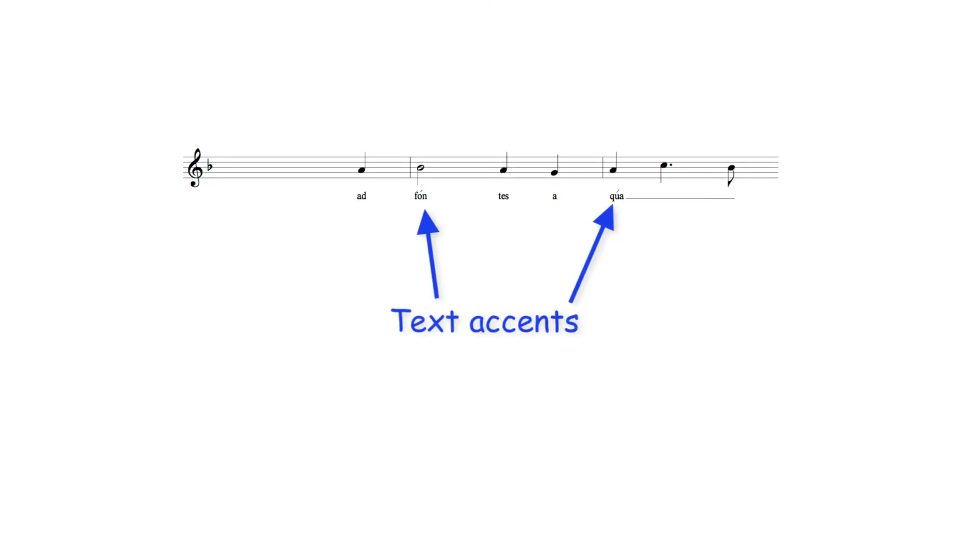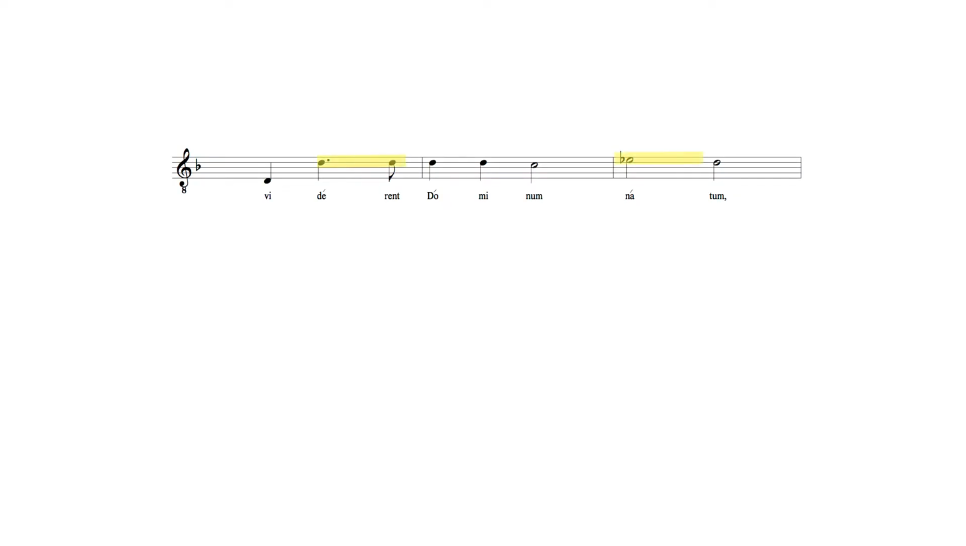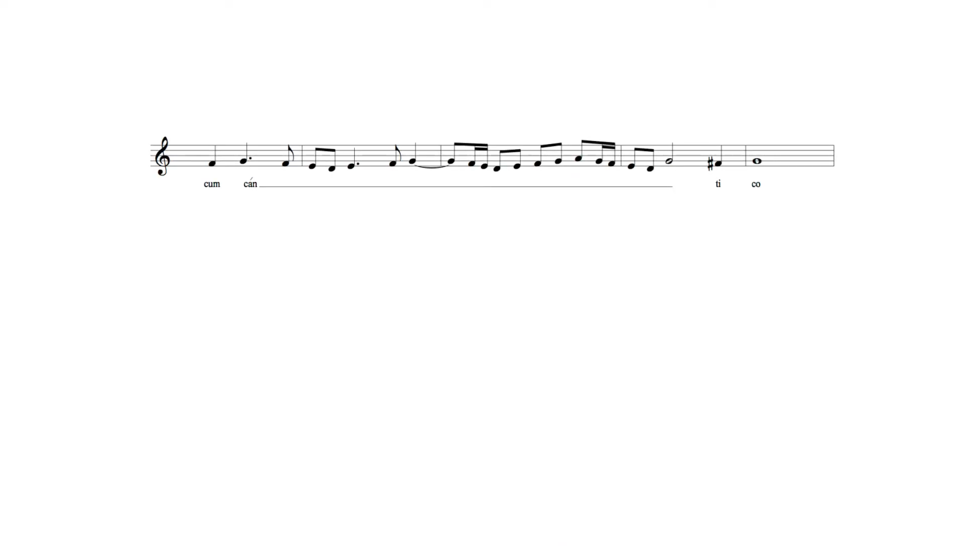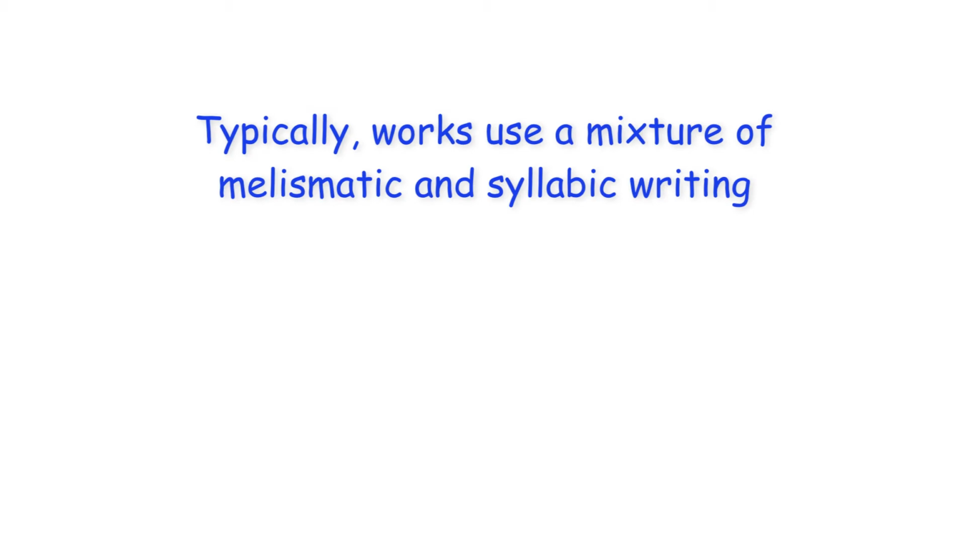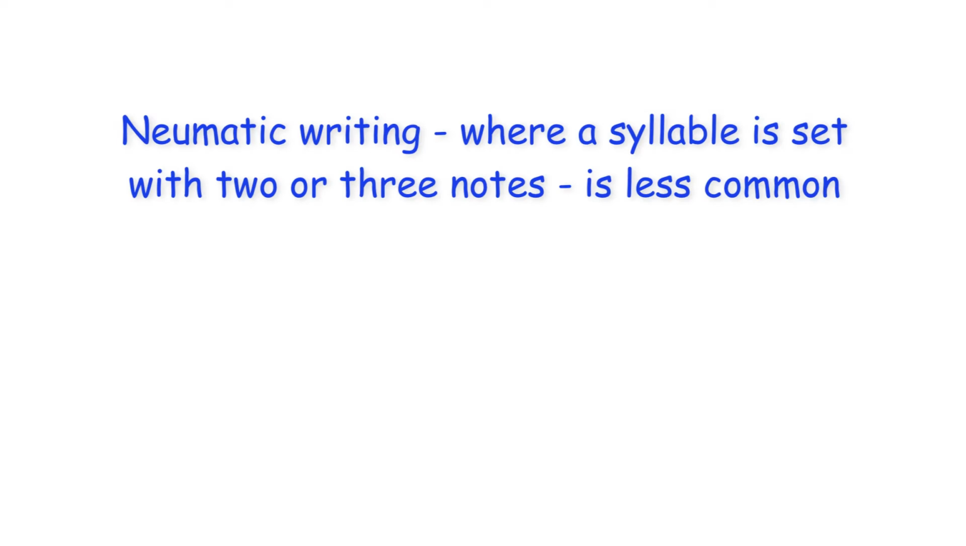The text's accented syllables should typically be used on accented beats of a bar, or be accented in other ways, such as by note length, register, or with melisma, the technique where a single syllable is sung with multiple notes. Melisma, therefore, is typically used with accented syllables. Typically, works use a mixture of melismatic and syllabic writing. Pneumatic writing, where a syllable is set with 2 or 3 notes, is less common.